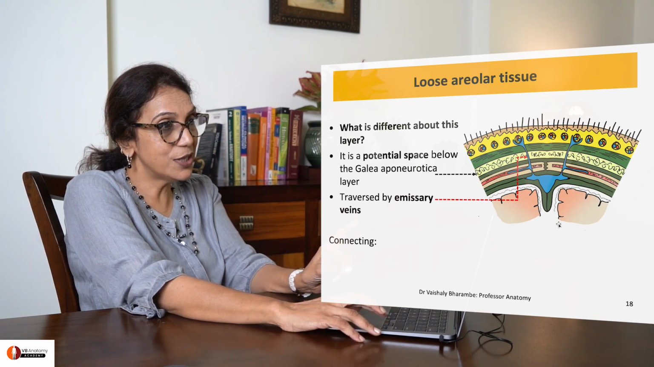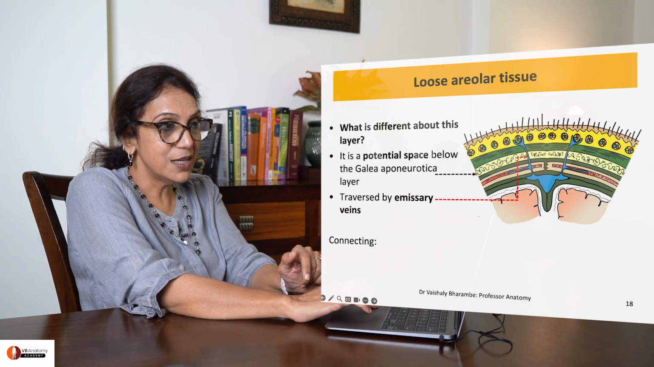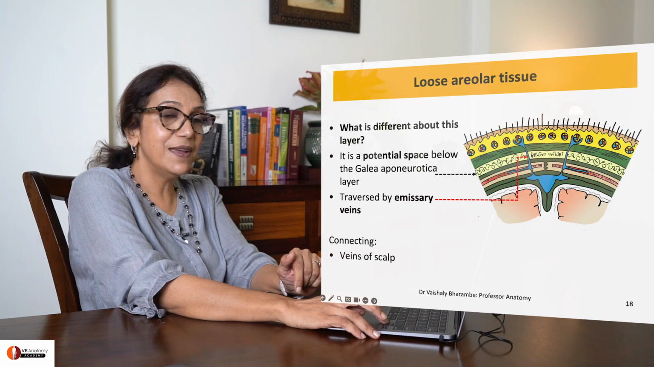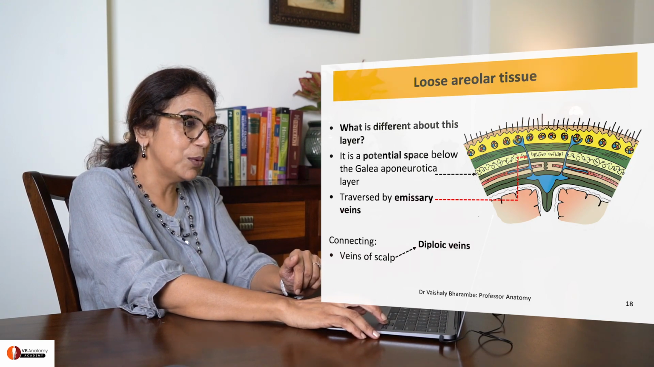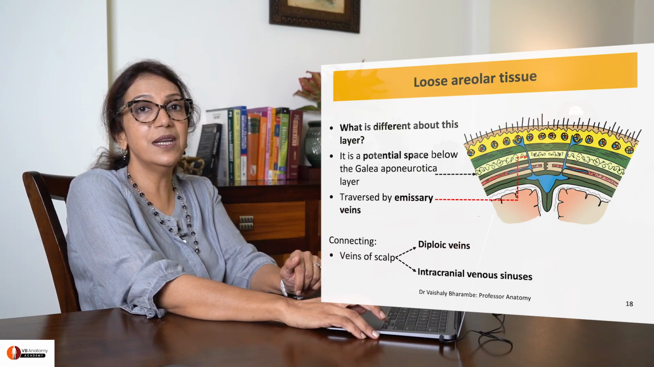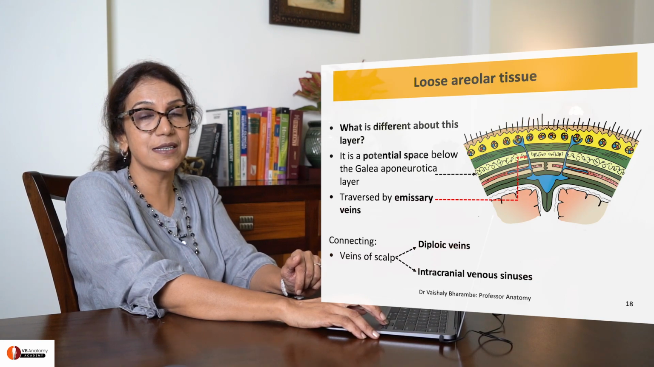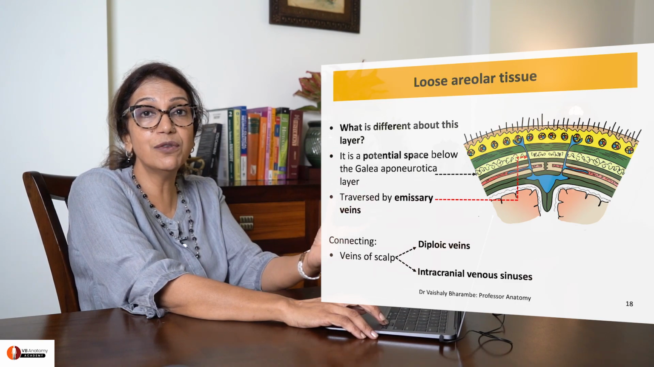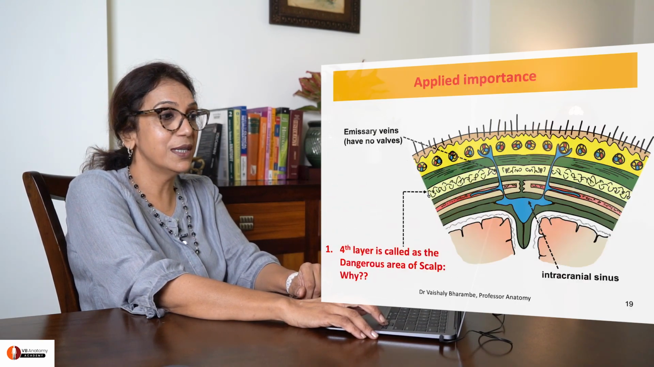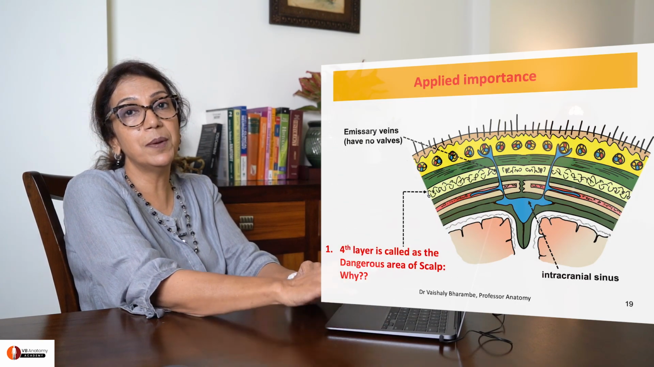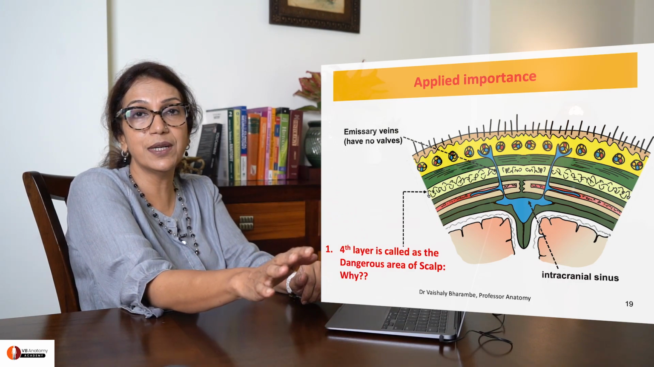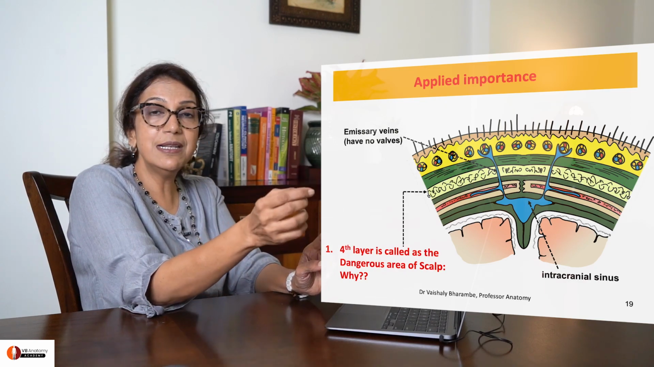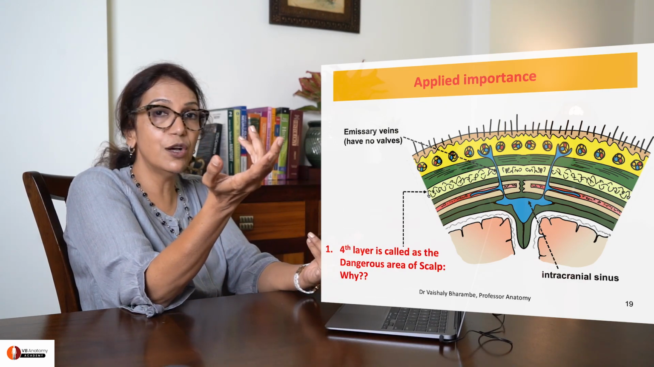You look at the image and understand how this layer is traversed by the emissary vein here, connecting the veins of the scalp to the diploic veins as well as to the intracranial venous sinuses. So now you're wondering, why is madam giving me so much data? It's very important, dear students, because we come to the applied importance of loose subaponeurotic tissue. Now this layer is called the dangerous area of scalp.